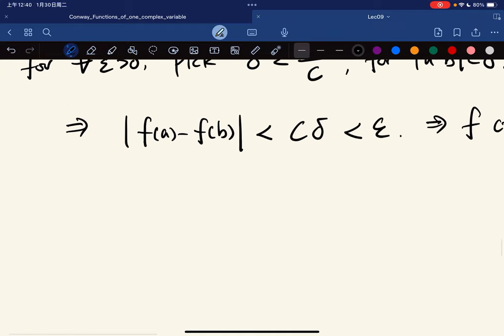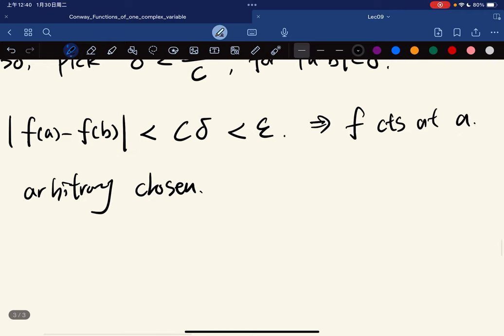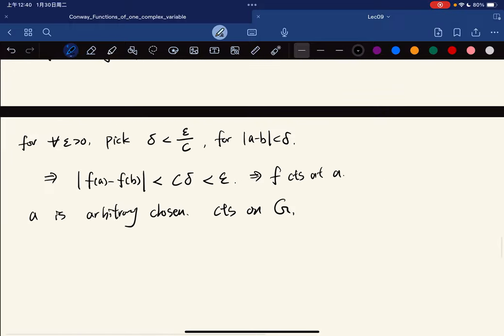but a is arbitrary. Right, so f is continuous on G, right? f is continuous on G. Right. So this is a fancy estimation there.